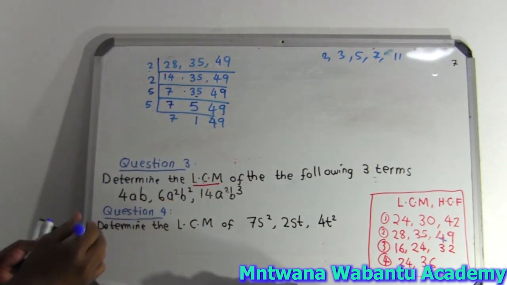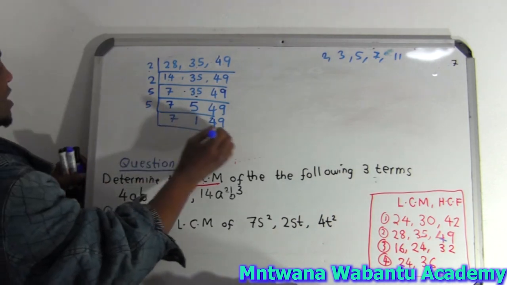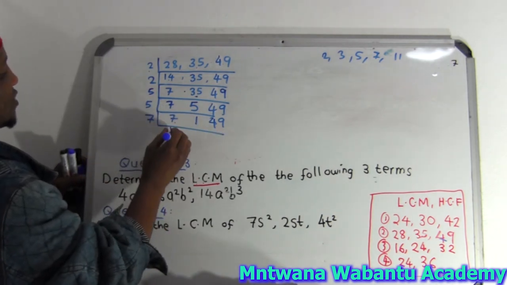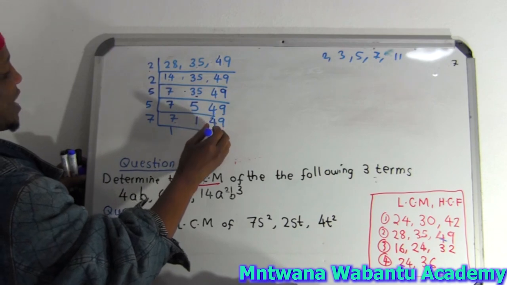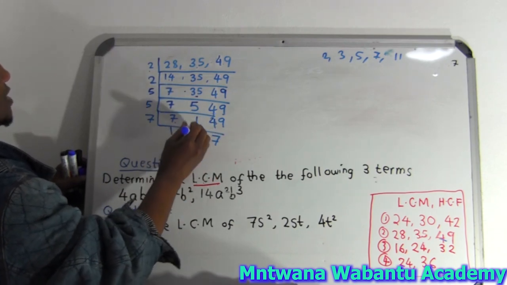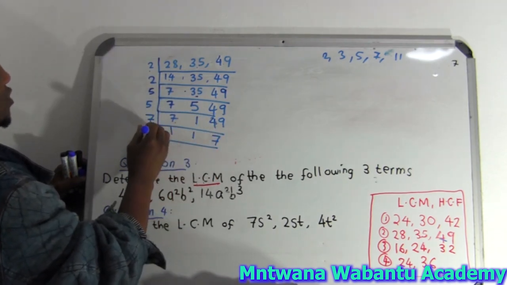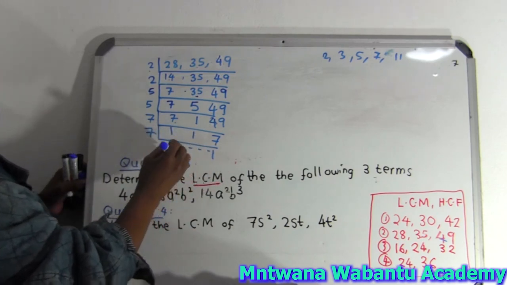Now we go, okay. What is the next number? Can 5 go again? No, 5 cannot go, but we know 7 can go. Our 7 is going to give us 1. And how many 7 make 49? It's going to give us 7, and this just takes 1. Okay, so the last number is going to be 7, which is going to give us 1, 1, 1.